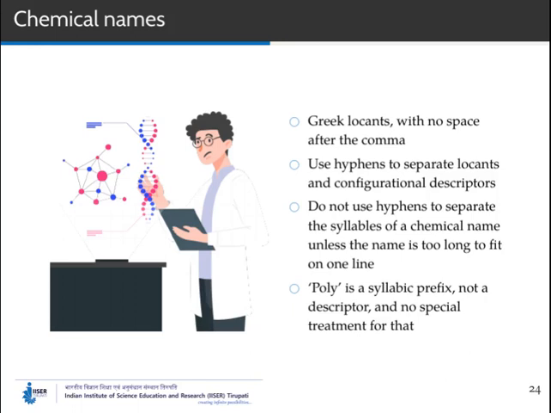For chemical names, Greek locants with no space after the comma have to be used. You have to use hyphens to separate locants and configurational descriptors. Do not use hyphens to separate the syllables of a chemical name unless the name is too long to fit on one line. When you are mentioning polymers, you should know poly is a syllabic prefix and not a descriptor, and no special treatment like italicizing is needed for that.